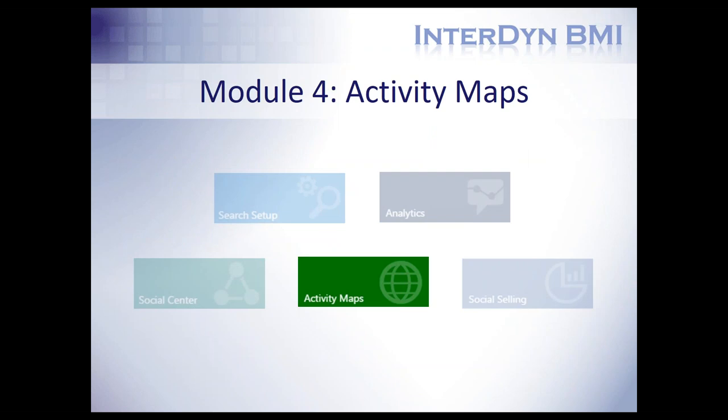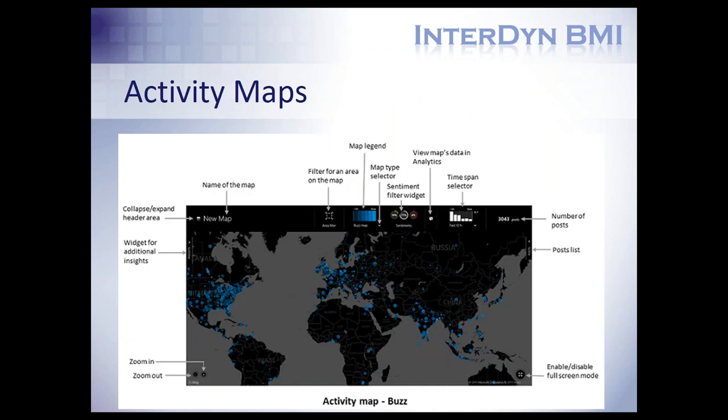So the next module we have is the activity maps, and I'm going to go kind of quickly through this one. It is very cool functionality, but unless you're a very global customer, the time frames for these are typically within 24 hours. So you can set up these activity maps for search topics. So it can be search topic, category specific. And it essentially comes with two pre-built maps.